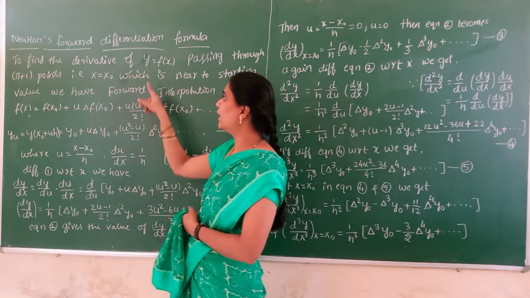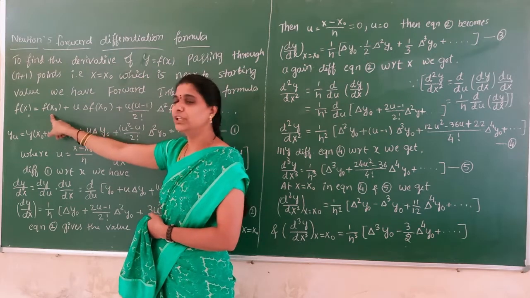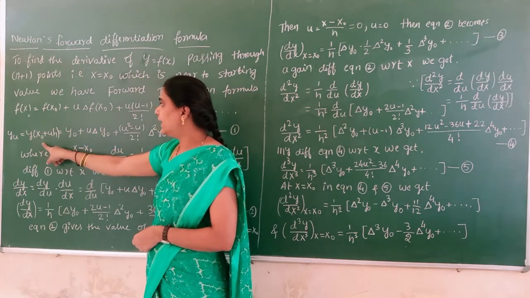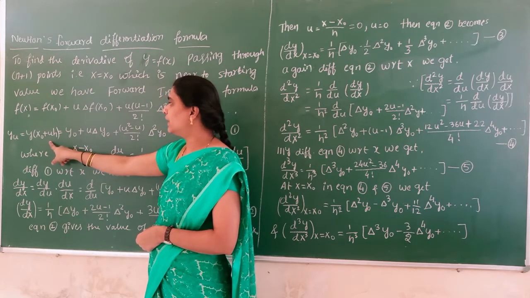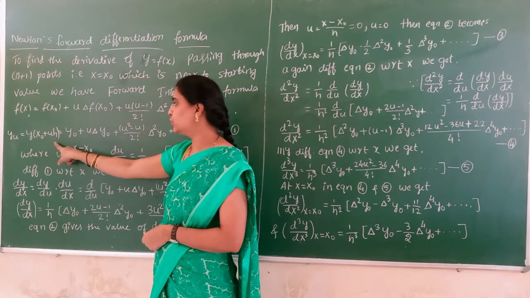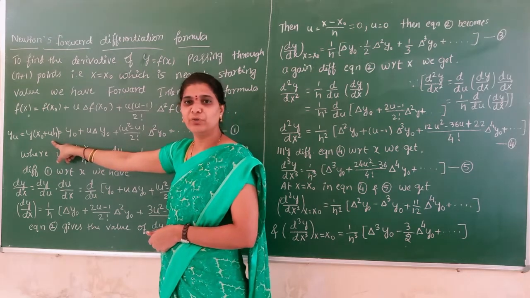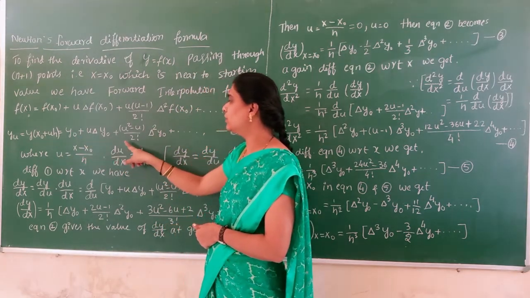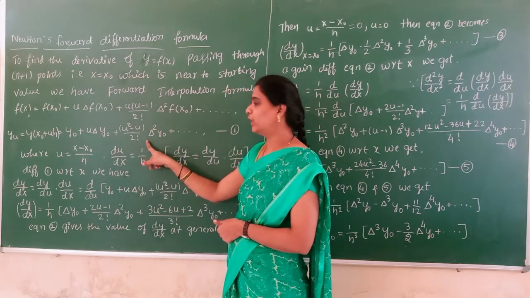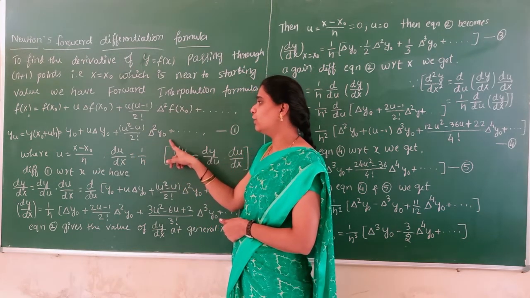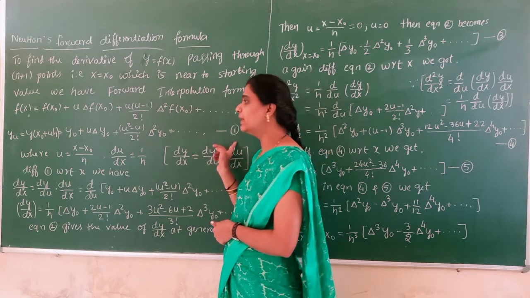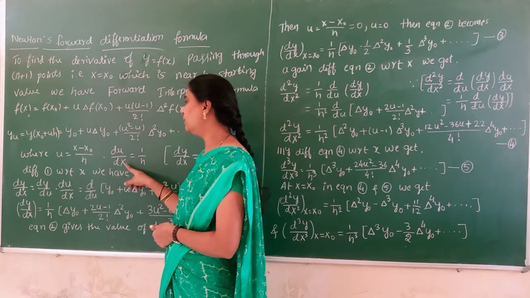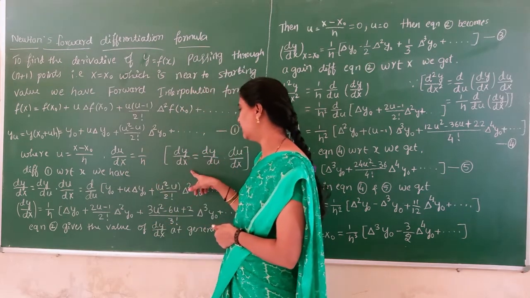Now y is equal to f of x. We can convert the f of x value in terms of y. Again, what is the value of x naught? We have taken x naught, as in Newton's forward interpolation formula, y is equal to y naught plus u del y naught plus u square minus u upon 2 factorial del square y naught plus so on. We call it equation number 1, where u is equal to x minus x naught by h, and du by dx becomes 1 by h itself.